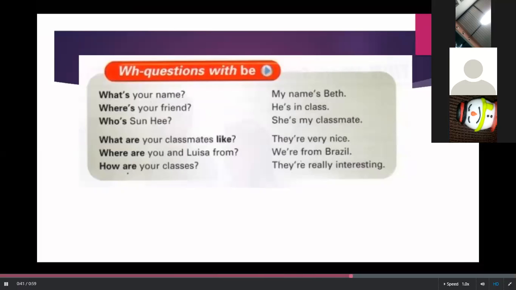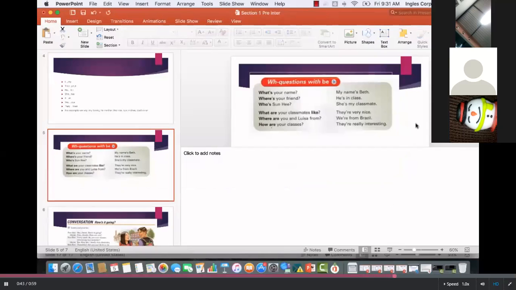When we use WH question words, we want to know more information. Therefore, your answer cannot be yes or no. It is necessary to know the meaning of each word so you know what you're being asked. This way, you will be able to give a correct answer.